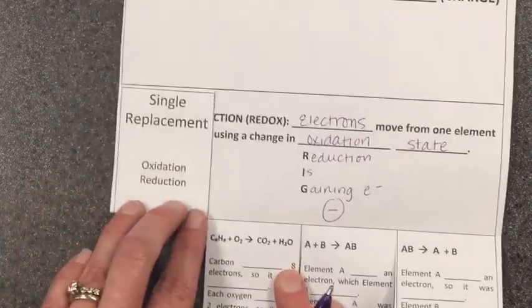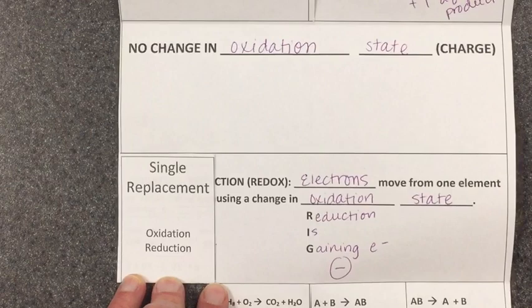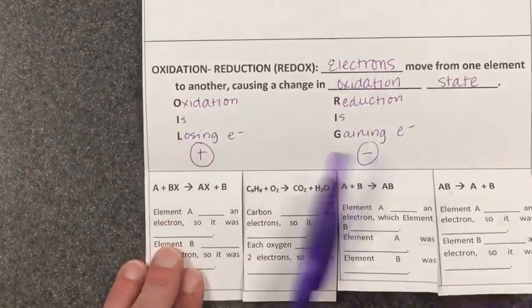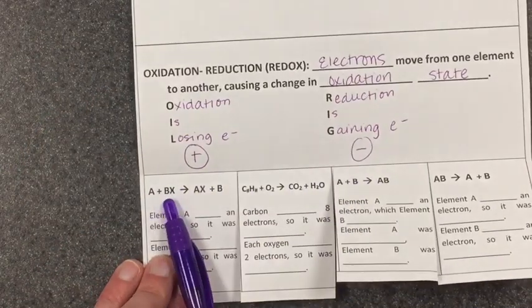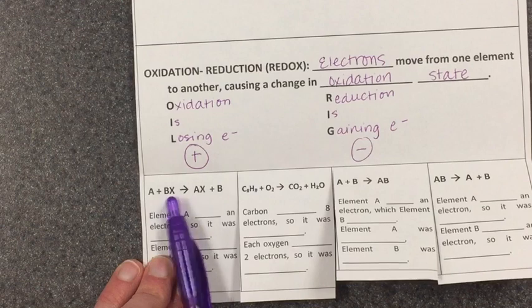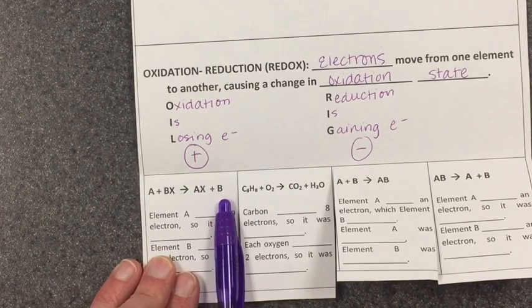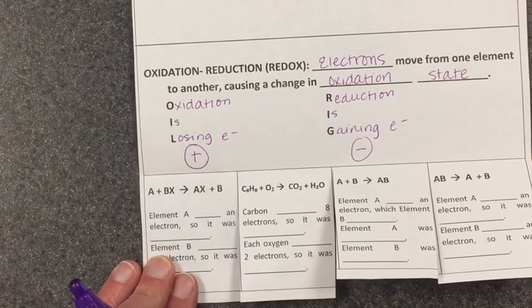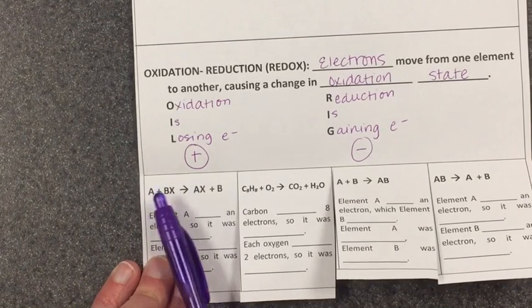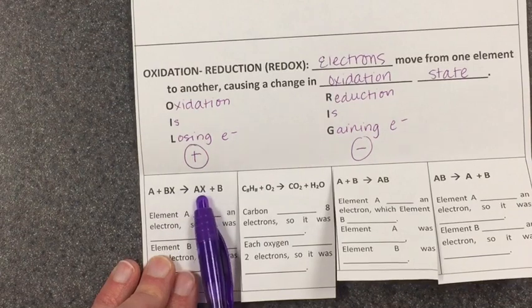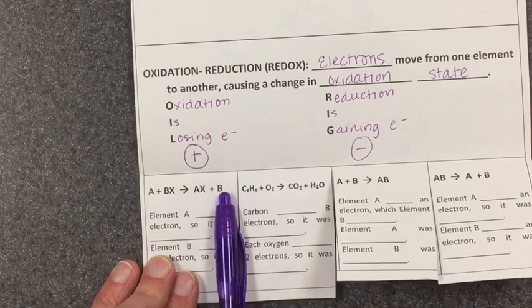So the first type that I want to look at is single replacement. Okay? In a single replacement reaction, you're always going to notice an element and a compound as reactants. And at the end, you have a compound and an element, but it's not the same element. So what happens is A and B swap places. So this element replaces one of the elements in the compound. And so now A is with X and B is by itself.